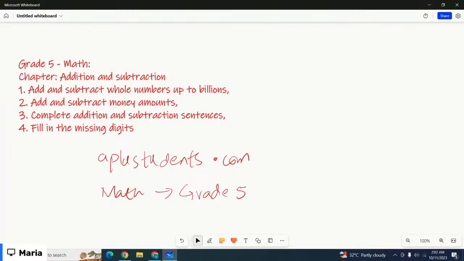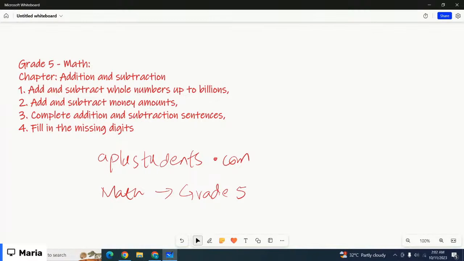We're going to start with the chapter addition and subtraction. The lessons we're going to cover today are add and subtract whole numbers up to billions, add and subtract money amounts, complete addition and subtraction sentences, and fill in the missing digits, right?